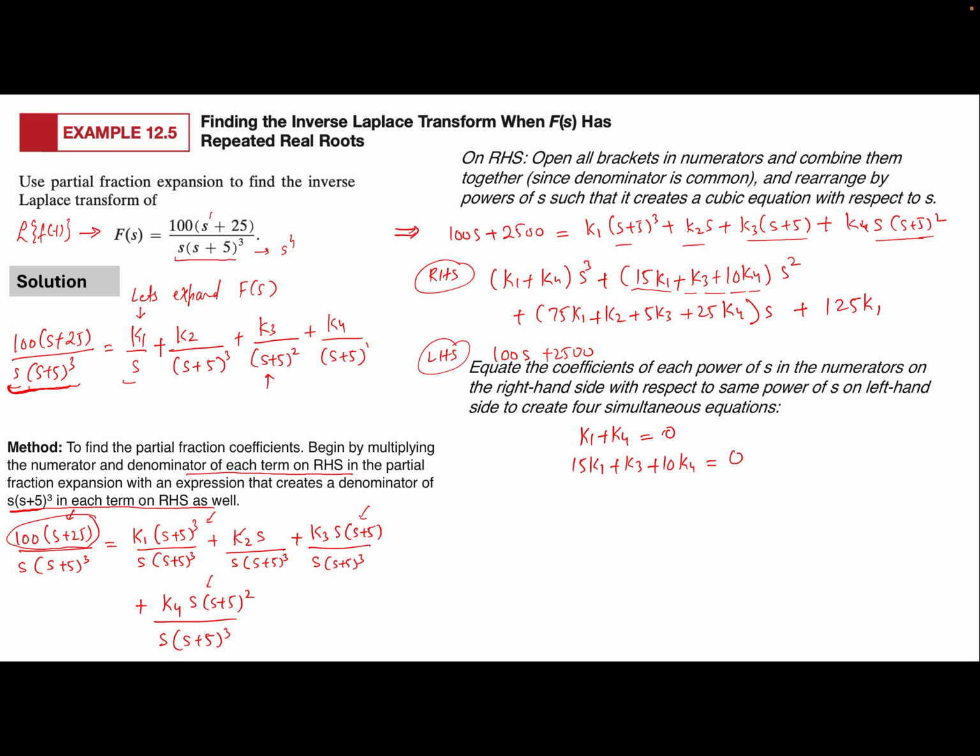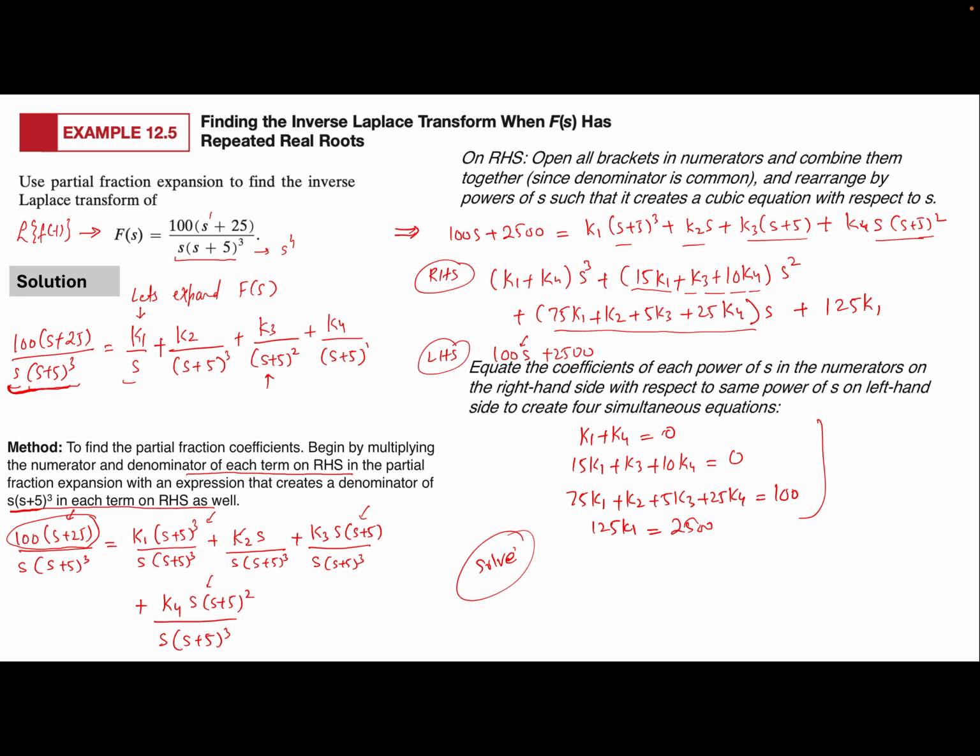Now the third one is this: there is an s on the left-hand side, and the coefficient of s is 100. So I'm going to make the right-hand side 75 k1 plus k2 plus 5 k3 plus 25 k4 equals 100. And after s, the only other one is a constant: 125 k1 equals 2500. Okay, so you got four simultaneous equations, and you can solve all of these four equations to find all the four k values.